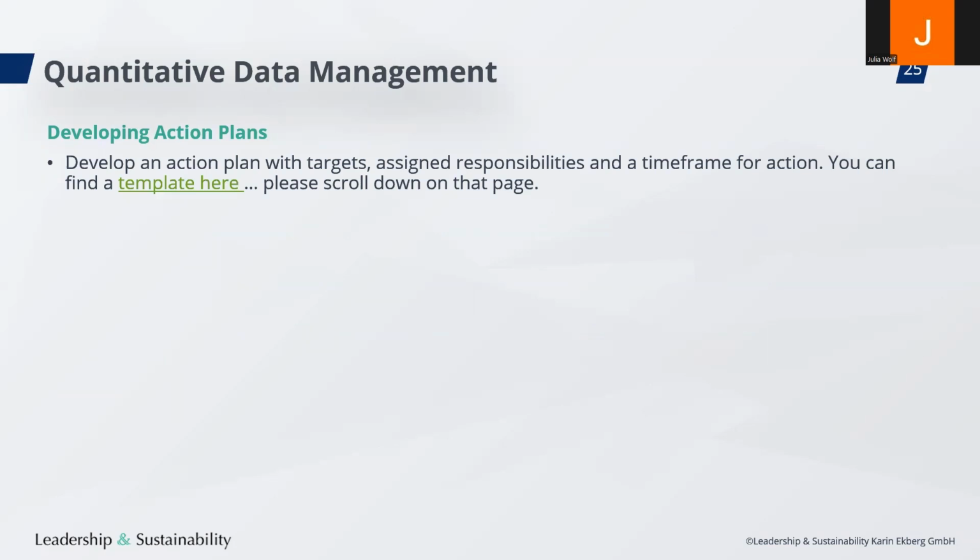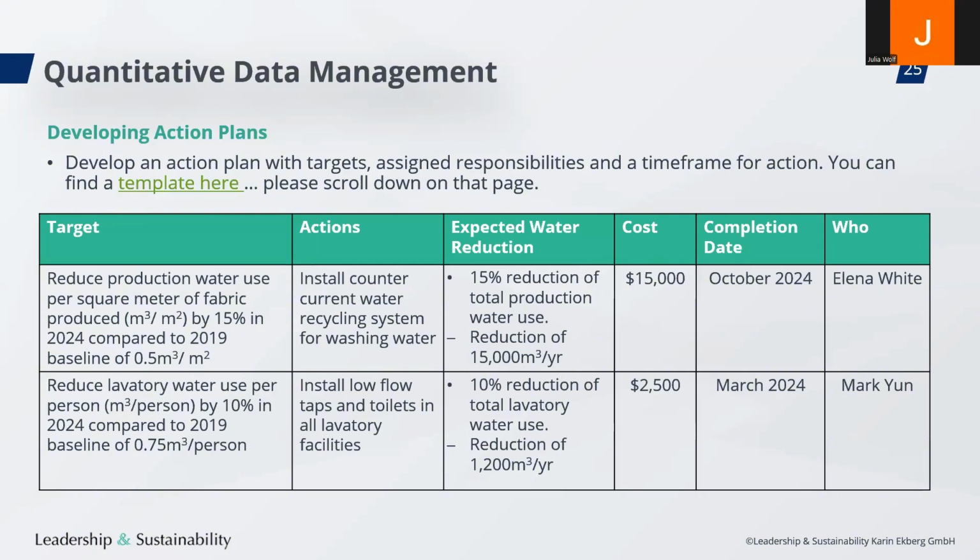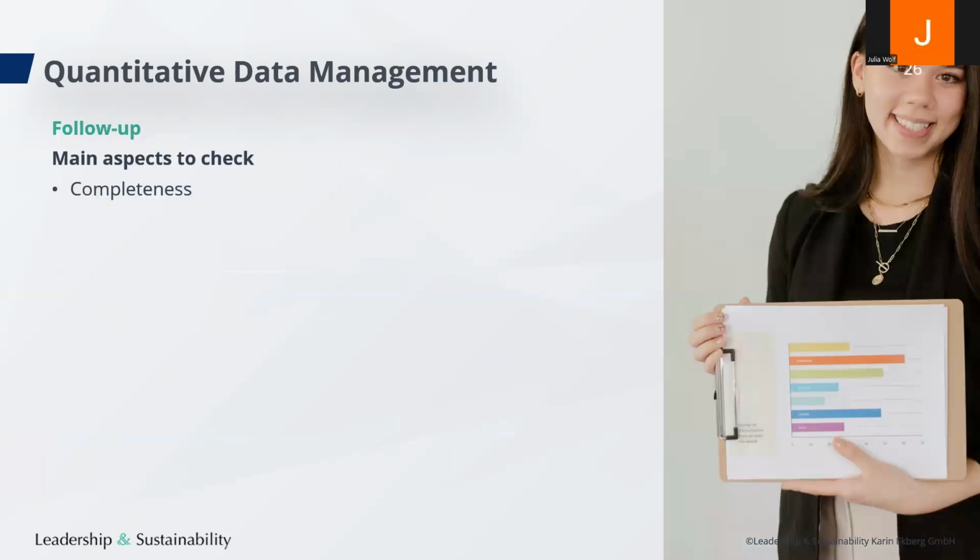And here is now also one example. It's just a small example. It's also not totally comprehensive, but this is what it could look like, where you have the actual target, you have the actions you want to implement in order to reach the target, what you expect from that, and then the cost of the implementation, when it should be completed, and who is responsible. And then for following up, and here are some principles that I wanted to show as well.